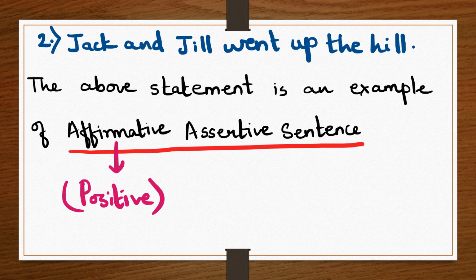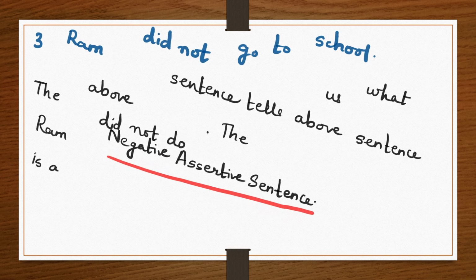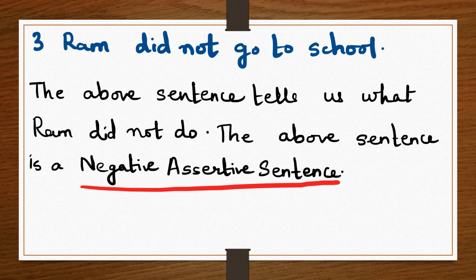Let's take another example. Jack and Jill went up the hill. The above sentence is a positive assertive sentence. It is telling us Jack and Jill went up the hill. Affirmative assertive sentence. Another example is Ram did not go to the school. The above sentence makes complete sense. It is telling us something negative, and that is why this is an example of a negative assertive sentence.